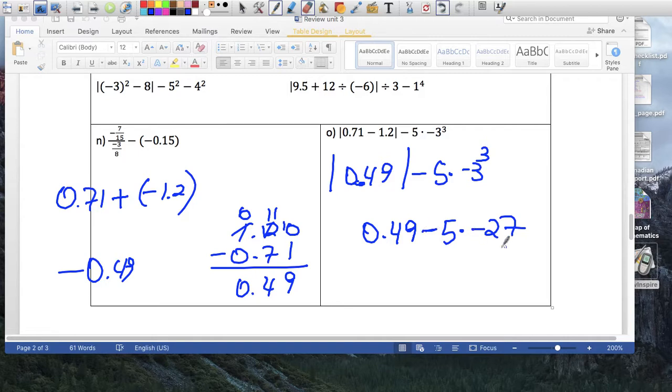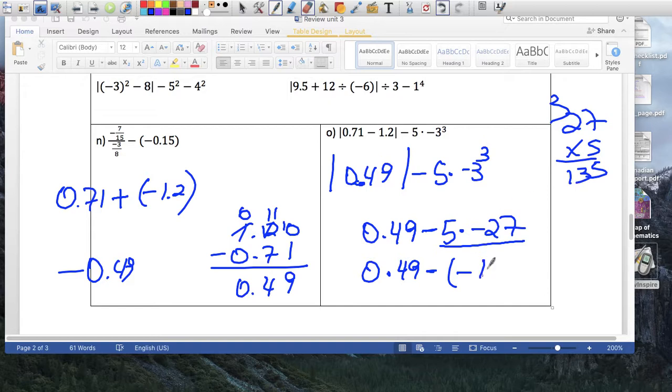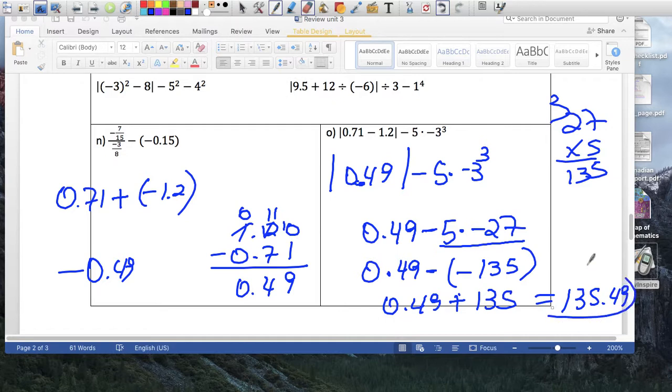I have a choice between subtracting and multiplying. So obviously, I'm going to leave the subtracting alone, and I take care of this part right here. It's 5 times a negative number, so I know it's going to be a negative something. 5 times 27: 5 times 3 is 15, and 5 times 20 is 100, so 135. So it's going to be negative 135. 0.49 plus, if you change that to an addition sign, and then the opposite of negative 135, which is 135. So this one's easy. 49 cents plus $135 is $135 and 49 cents. Okay.